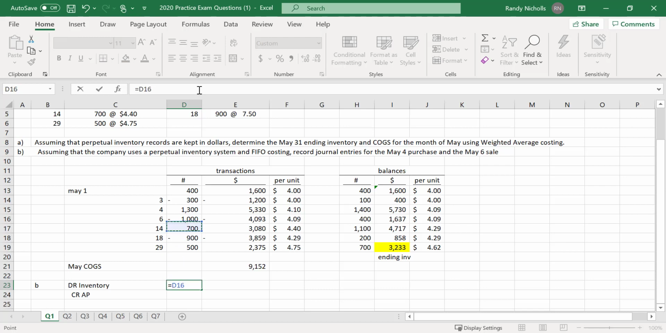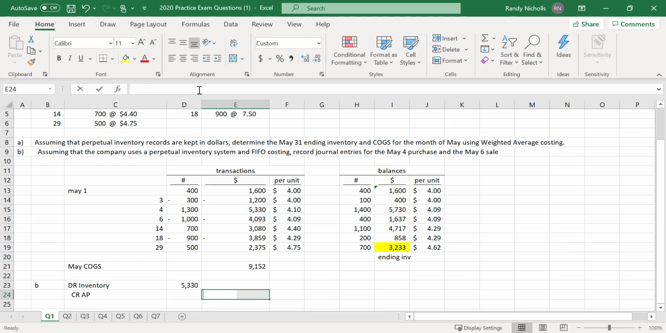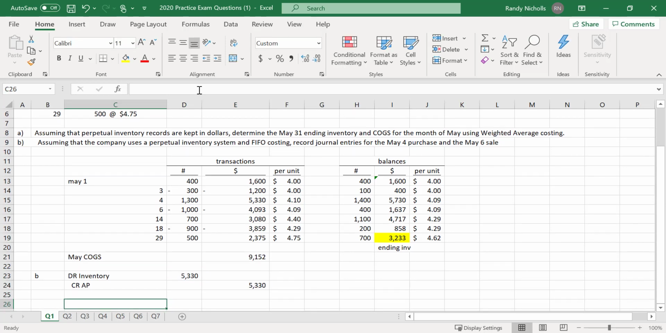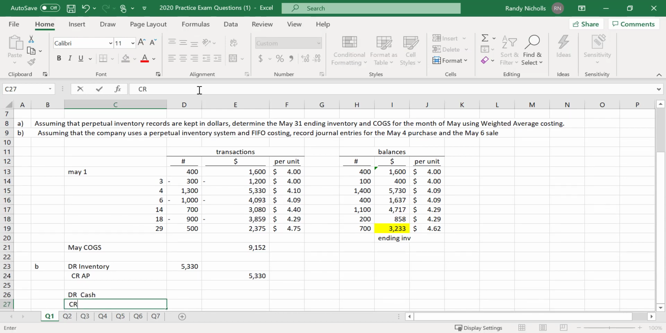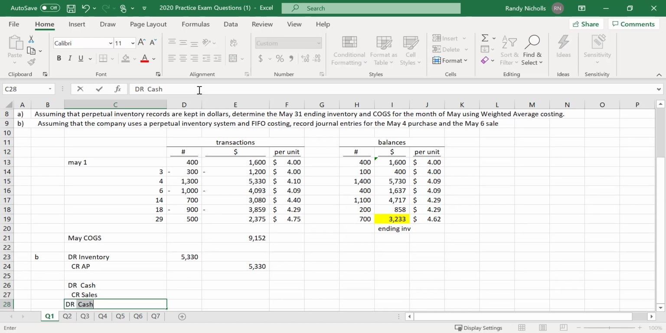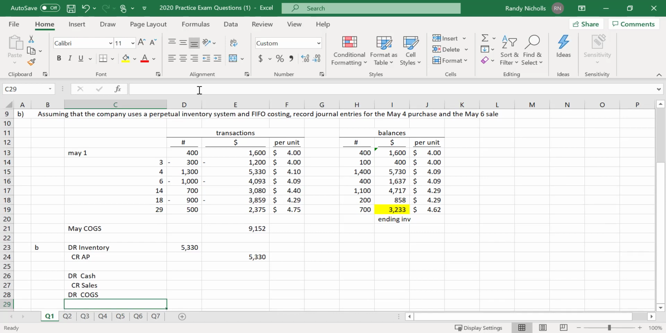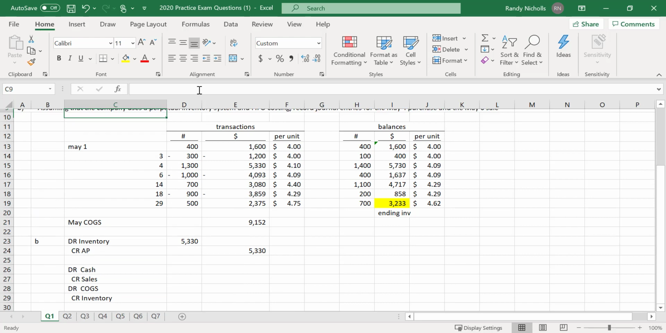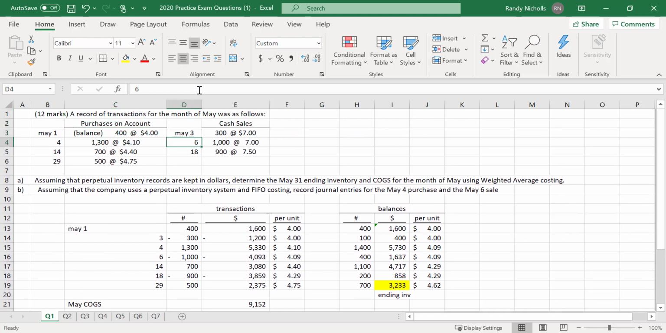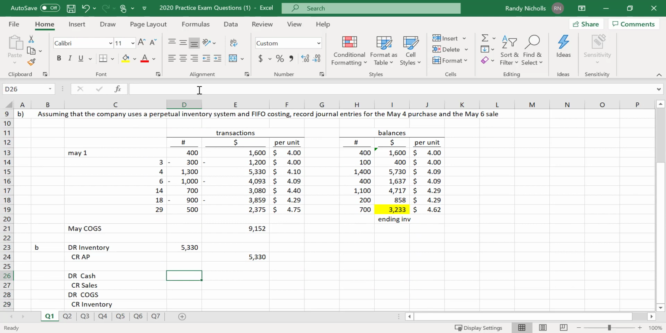May 4th, $5,330. And then I want the May 6th sale. Again, the heading said these are cash sales, so you do want to put it to cash. This is just my standard sales entry. What did I sell on May 6th? I sold 1,000 at $7. Well, I can do that math pretty easy. That's 7,000.